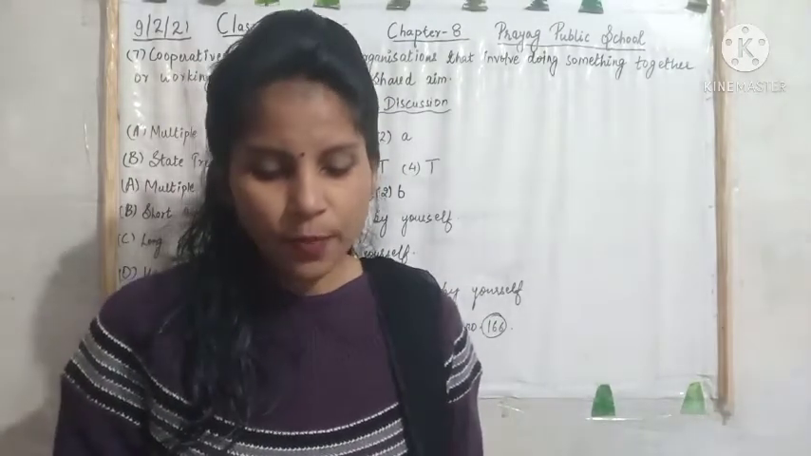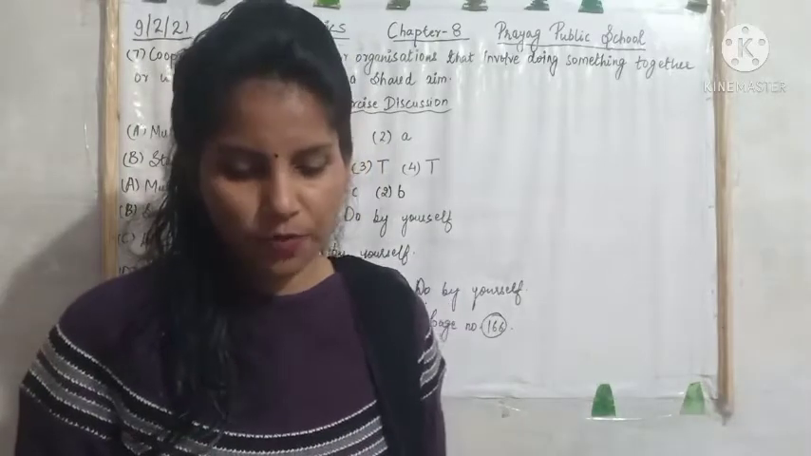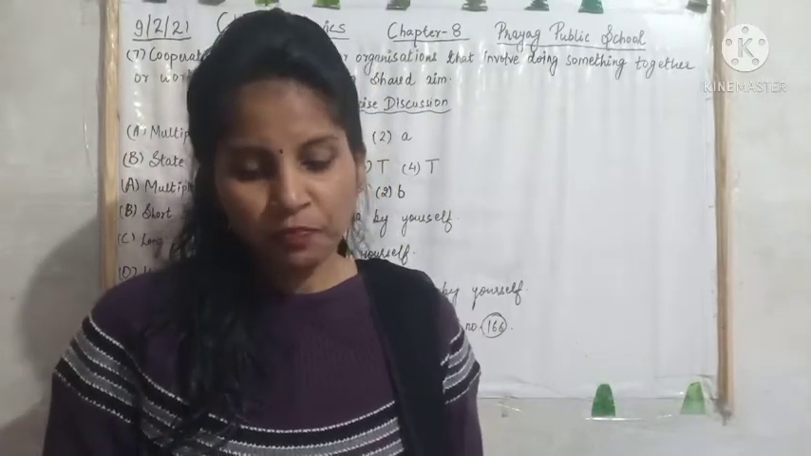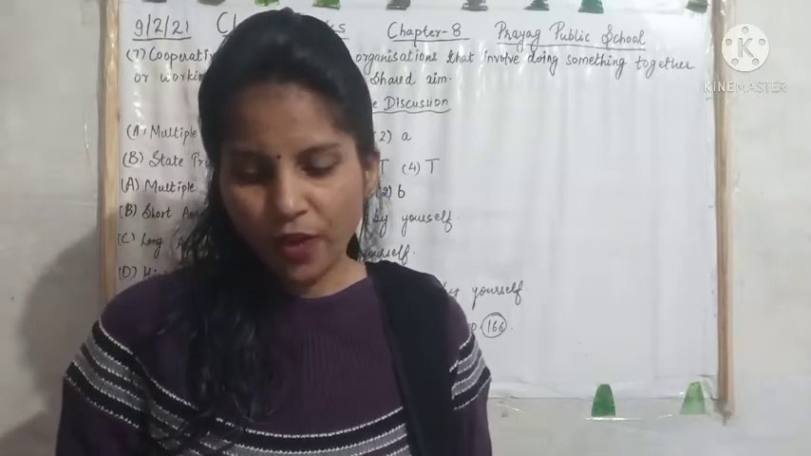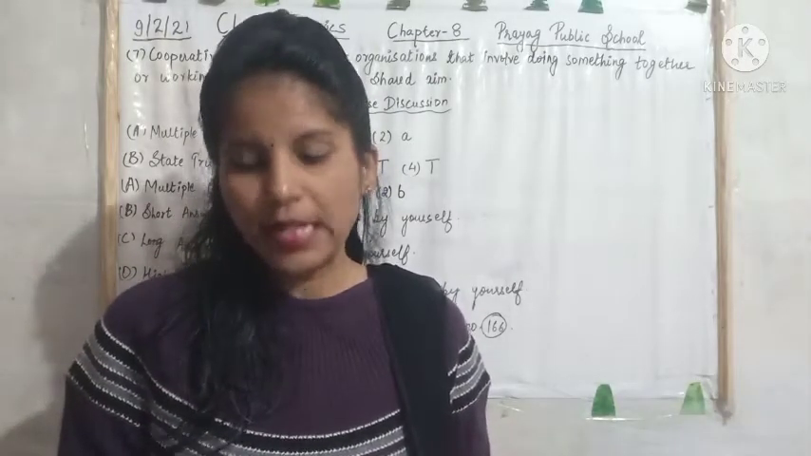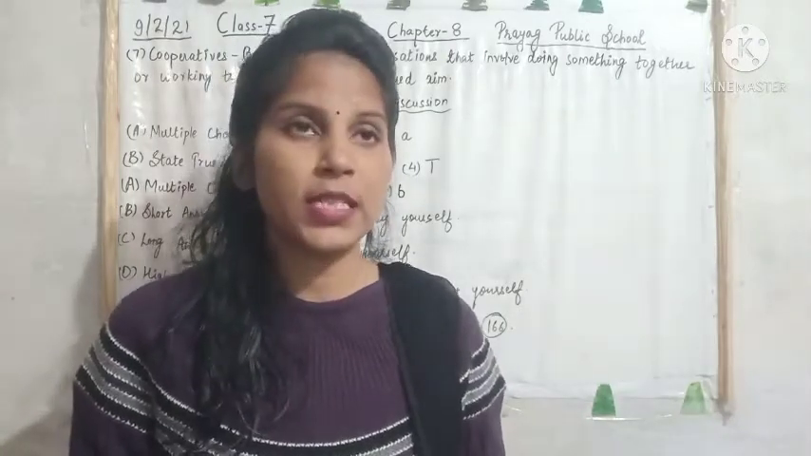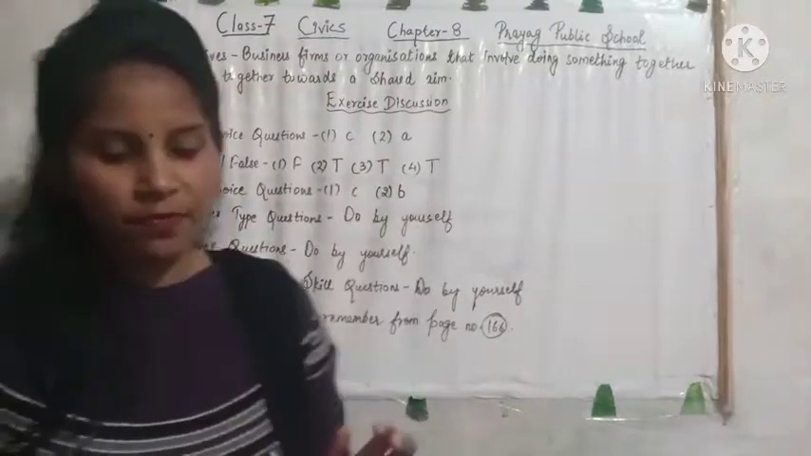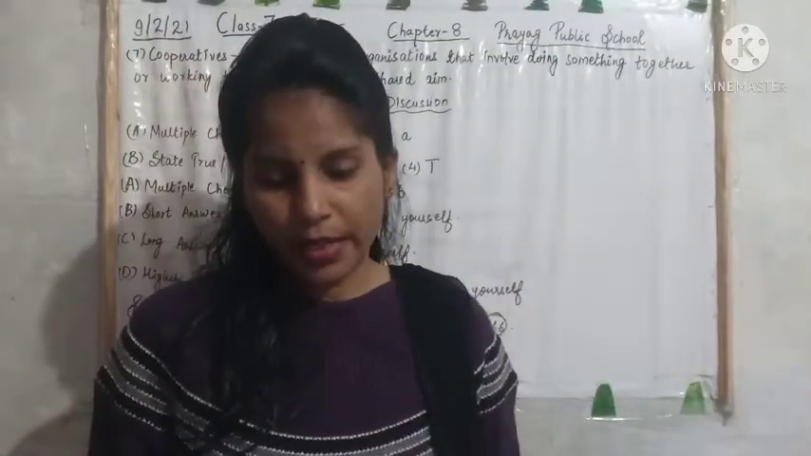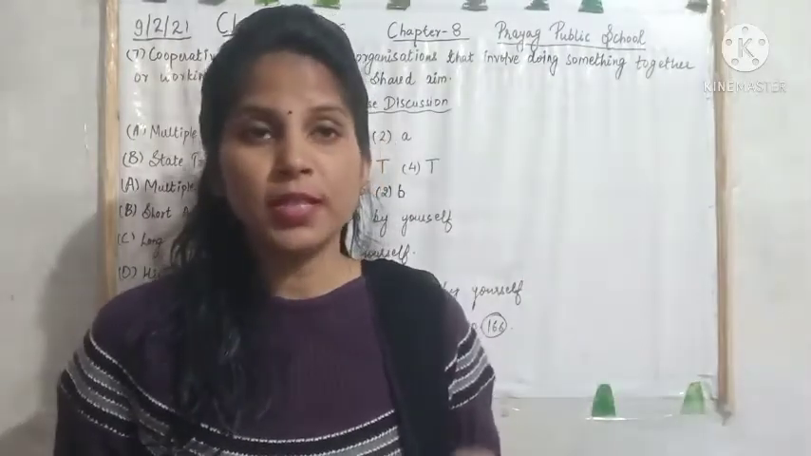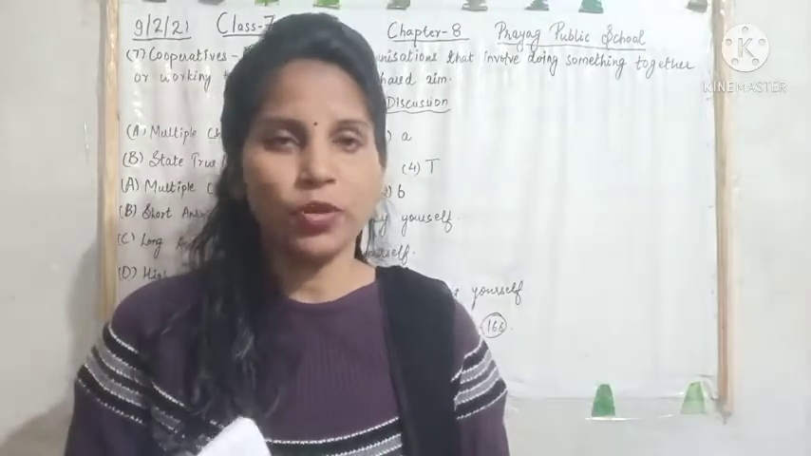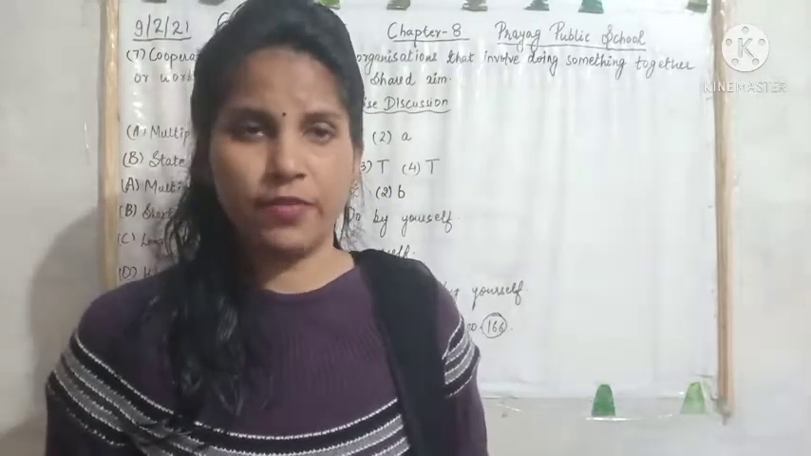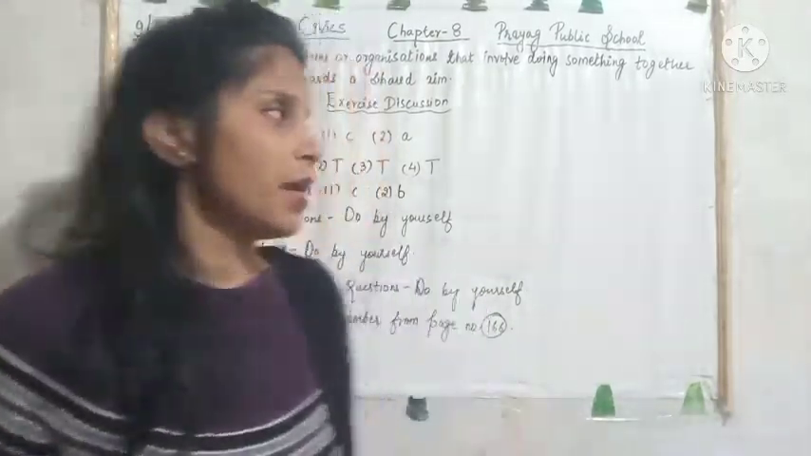Then the second one is, what is a mandi? Option A, name of a mall in Gujarat. Option B, an agricultural market where farmers get the best deals for their yield. Or option C, both A and B. So the right answer is option B, that is an agricultural market where farmers get the best deals of their yield. Okay. Now children, come to page number 267, that is short answer type questions.